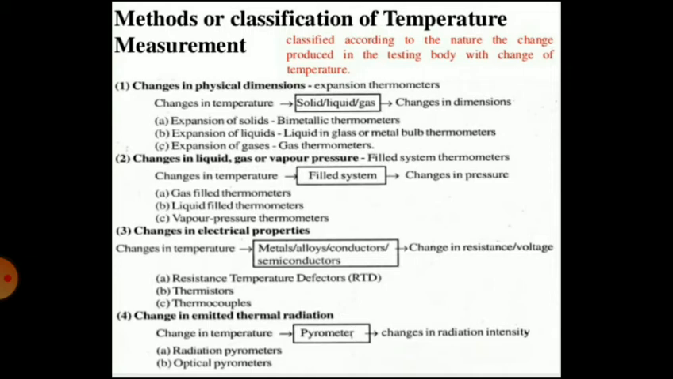In the third category, changes in electrical properties. When there is a change in temperature, there will be a change in resistance or voltage, and that can be calibrated and measured to find out the temperature. And fourth is change in emitted thermal radiation. Due to change in temperature, there is a change in radiation intensity, and that intensity can be measured to measure the temperature. So this is the classification of temperature measurement.